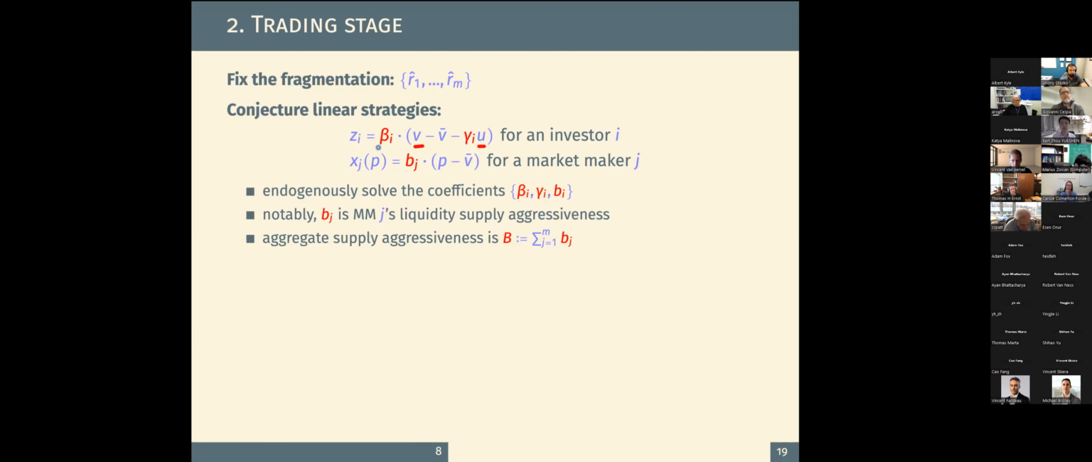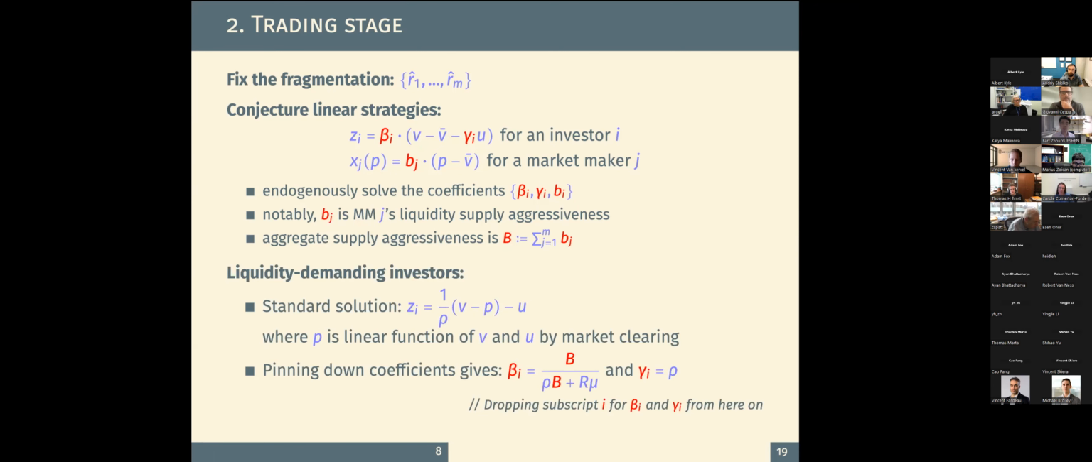And so beta_I is basically the aggressiveness of how much liquidity they demand, and gamma_I is the aggressiveness in hedging their endowment shocks. Similarly, we have a linear demand or supply function for the market makers. They supply liquidity according to the aggressiveness coefficient B_j. So beta_I, gamma_I, and B_j are the coefficients we're going to endogenously determine. And notably, we want to emphasize B_j as the aggressiveness of the market maker's liquidity supply. And for notational simplicity, we're going to use the capital B as the summation of all the liquidity supply aggressiveness by the market makers.